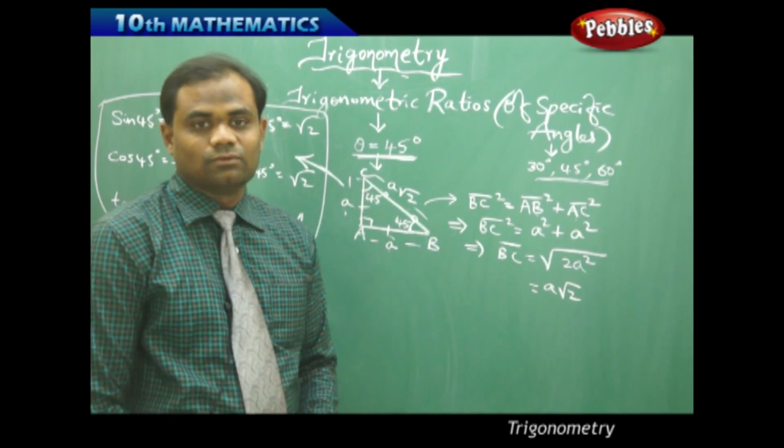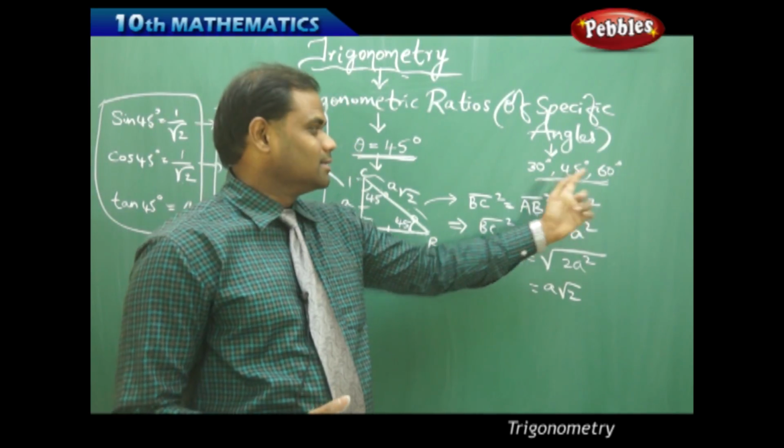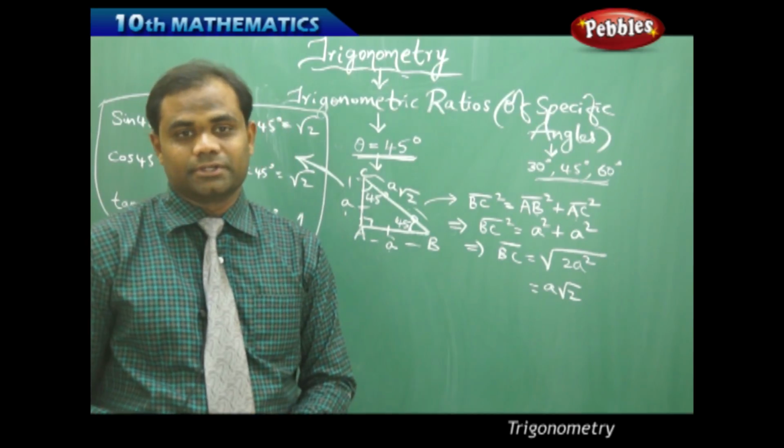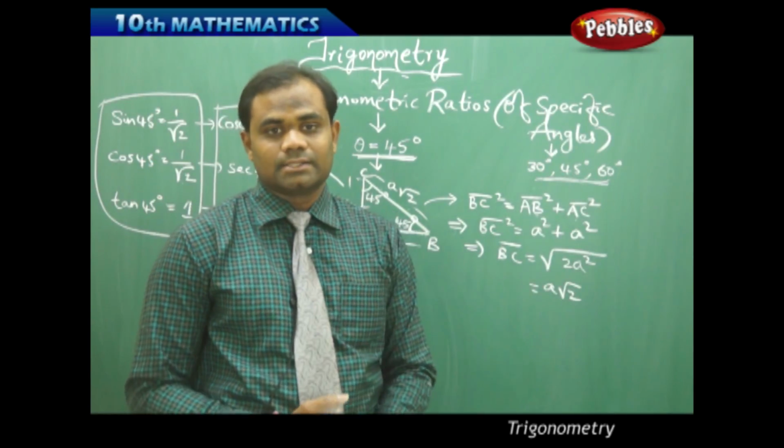Secondly, we will try to see what exactly is sine 30 or cos 30 or tan 30, and then we find for the special angle 60 degrees. Now the turn comes to identifying for 30 and 60 degrees.